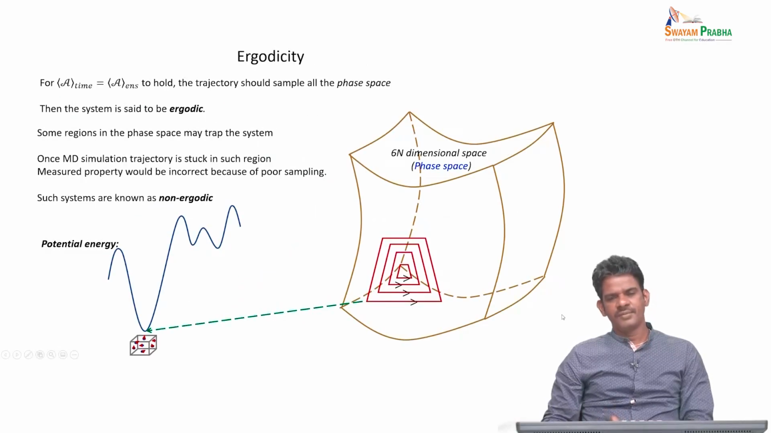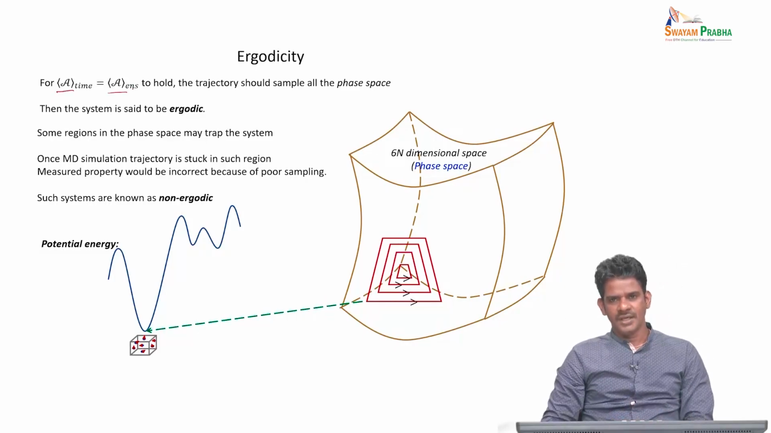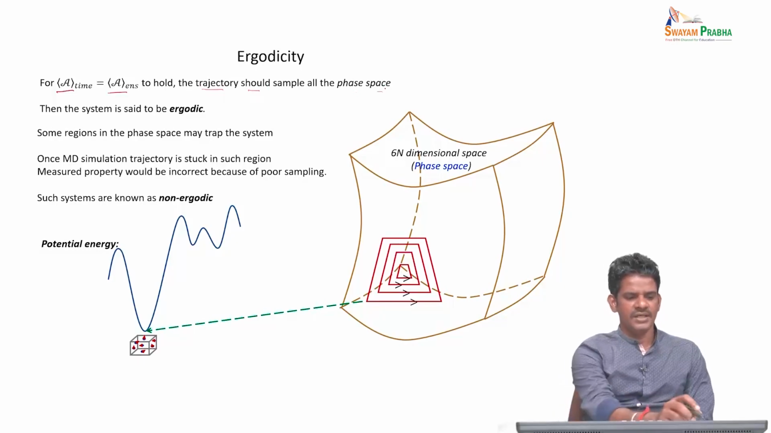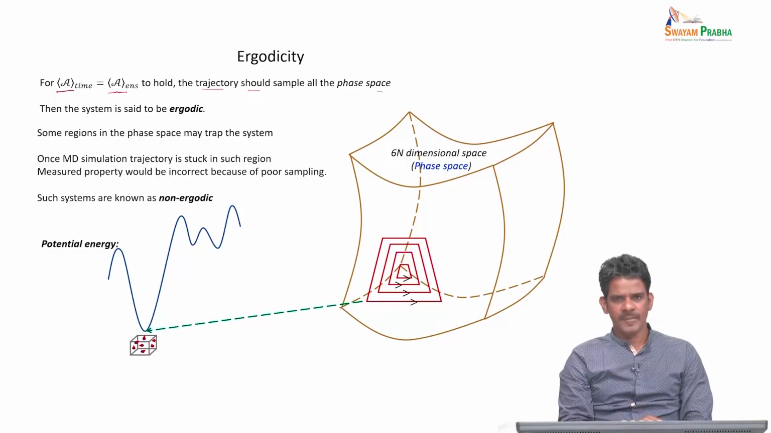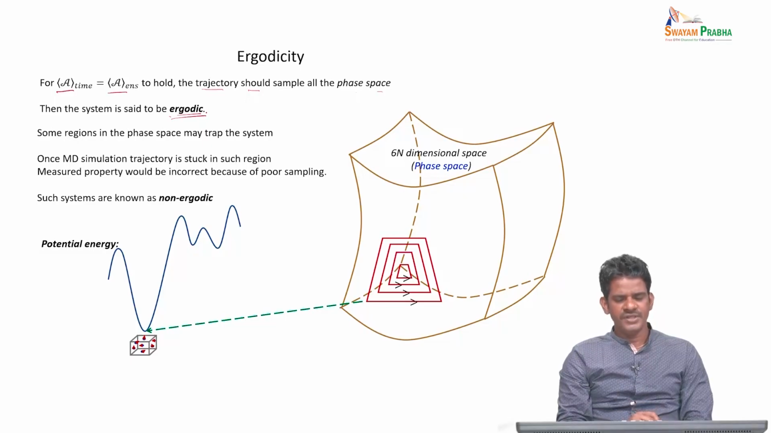Now there is another phrase that we often use in MD simulations called ergodicity. When we say that the time average and ensemble average can be equated, what we implicitly mean is that the system evolves through the entire phase space, to all possible microstates. The trajectory should sample all the phase space. Only then will the time average and the ensemble average be equal. Only when they are equal do we say the system is ergodic. And this is not always true.